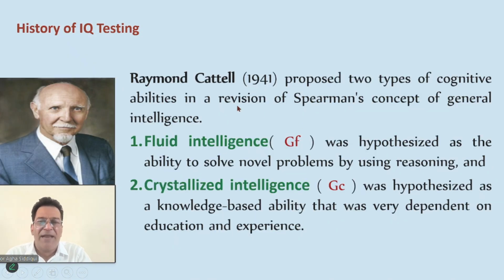Raymond Cattell came up with the idea that there are two types of intelligence: fluid intelligence and crystallized intelligence. Crystallized intelligence is dependent upon your education and upon the experiences that you have. Fluid intelligence is smartness that you have. This is the intelligence because of which you can possibly solve a problem for which you have not even been trained. And your CSAT examination focuses upon a balance between fluid intelligence and crystallized intelligence.